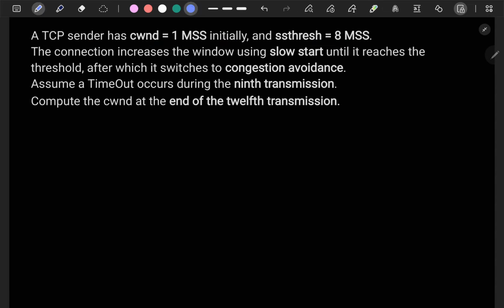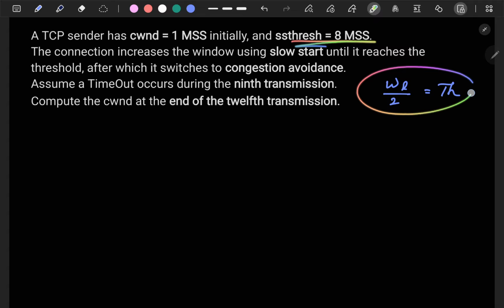If the threshold is not mentioned in a question, then definitely a receiver window size will be mentioned. If the receiver window size is mentioned, then you can divide it by 2, and you will directly get the threshold. But here the threshold is already mentioned, so you don't have to compute it. You know all those things.